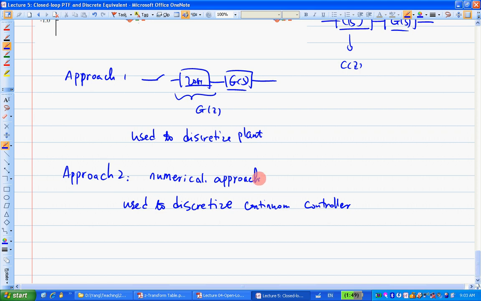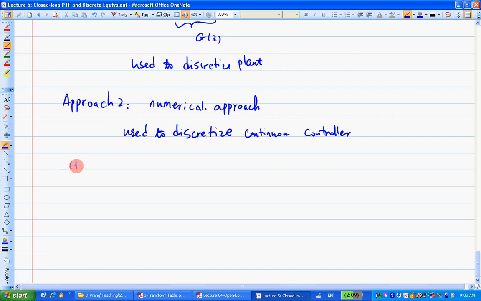So numerical approach is a very general topic, and there are so many different numerical techniques. We're going to introduce the simple ones here. Number one, we're going to look at the so-called trapezoid, and then two other things: one is called forward difference, the other is called backward difference. So let's take a look at the trapezoid approximation. The trapezoid approximation is also called Tustin's approximation.